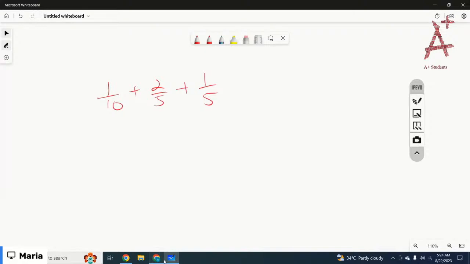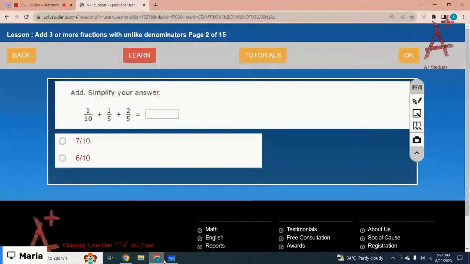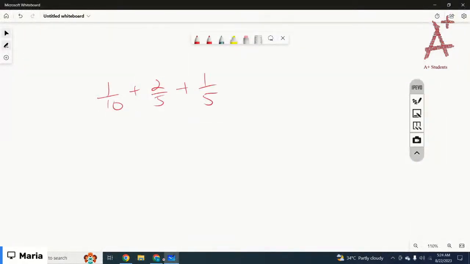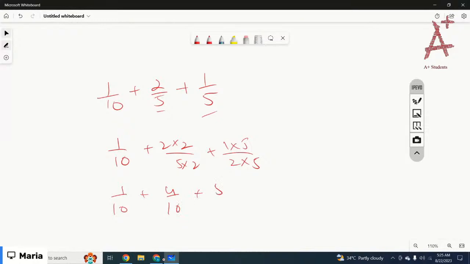Okay, 1 over 10 plus 1 over 5 plus 2 over 5. First of all, you have to make these two denominators equal to 10, right? 5 times 2 makes 10, so you have to multiply them by 2. It would be 1 over 10 plus 2 times 2 divided by 5 times 2 plus 1 times 5 divided by 2 times 5. So it would be 1 over 10. 2 times 2 is 4, and 5 times 2 is 10. 5 times 1 is 5, and 5 times 2 is 10.